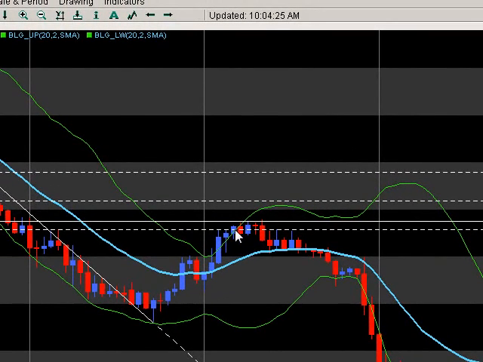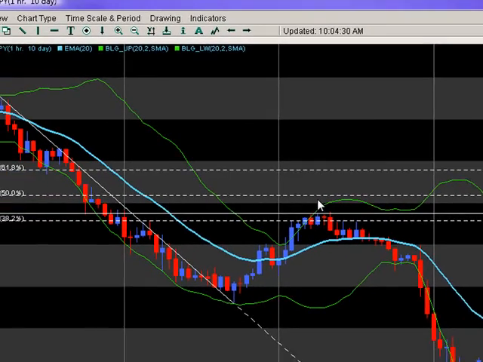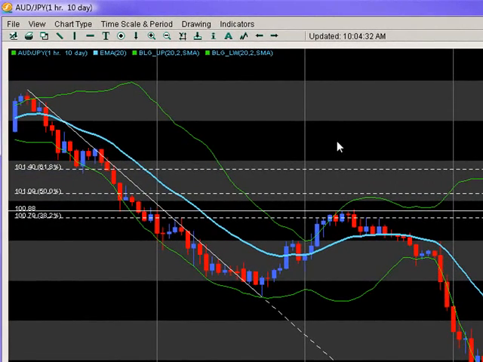If you believe that it's going to stop at the 38.2, I always suggest putting my stop above the 61.8. If you believe it's going to stop at the 50, then I suggest putting my stop at the 78.6.